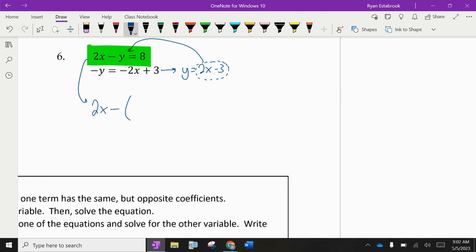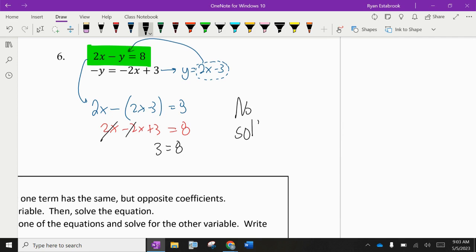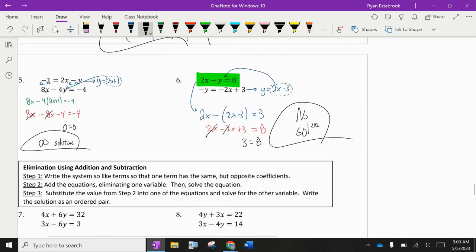Circle it, bring it up here, and then rewrite that equation. 2x minus parentheses 2x minus 3 is equal to 8. 2x minus 2x plus 3 equals 8. Distribute that negative sign. Once again, these cancel each other out, but now we have 3 equals 8. Does 3 equal 8? Ever? So do these lines intersect ever? For this one, we would say it has no solution. They never intersect. They must be parallel to each other. That's the only way that they would not intersect at all.